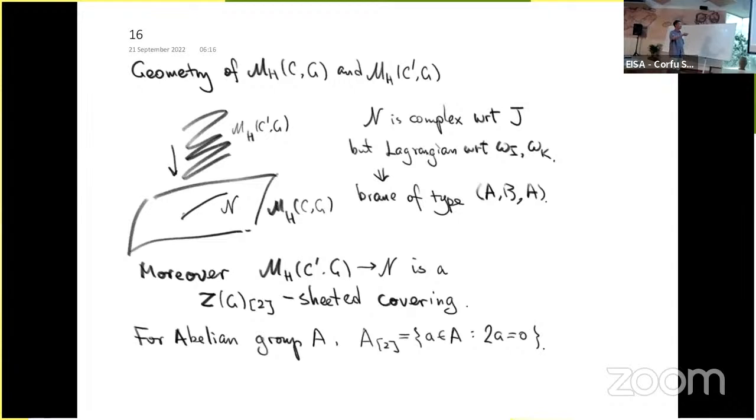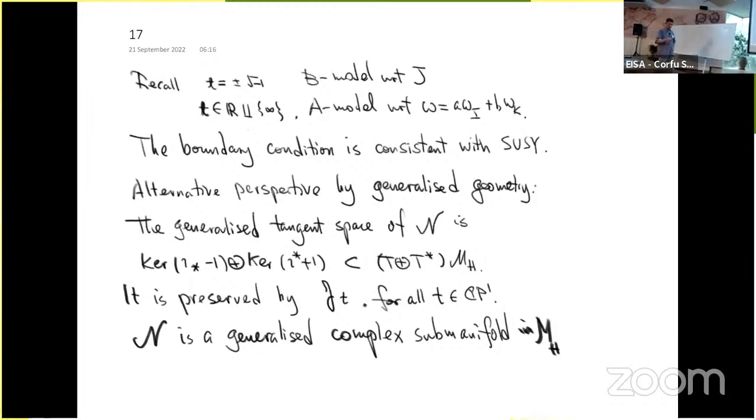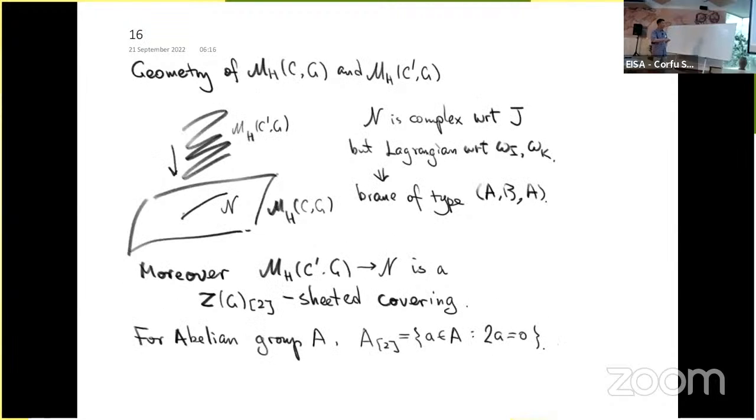Now this map is a finite cover with the group, which is the 2-torsion part of the center of the Lie group. Right. So now we explain the boundary condition. The boundary condition can also be explained in terms of generalized geometry. So let's recall that this is part of the moduli space for an orientable surface.